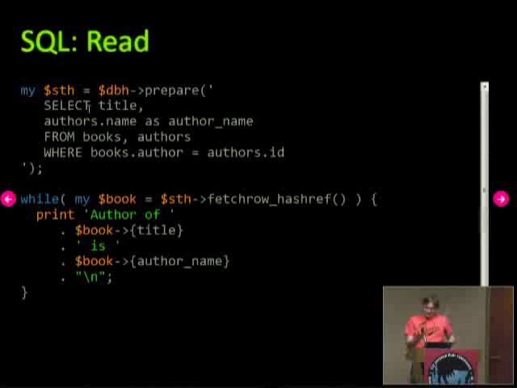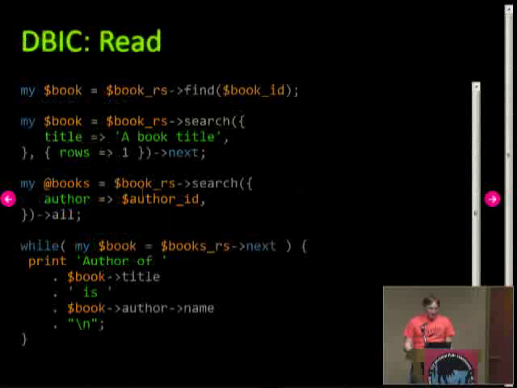For reading, this is typically how one would read things with DBI. Here, you do your prepare and you iterate over an iterator that you get from that. I don't think there's an execute, and there should be, so there's a bug here. With DBIC, there's lots of ways to do it. So here we're just saying, I want to find this one book, or here I want to find a single book with this title, or I want to find all the books that have such and such an author ID, and then I want to iterate over those.